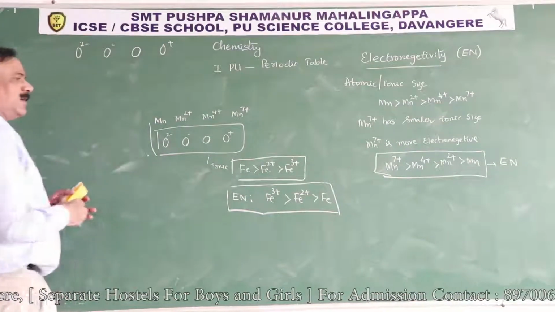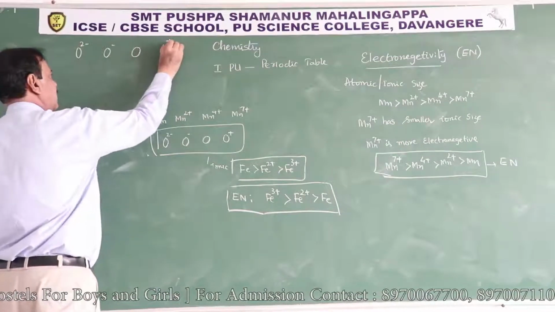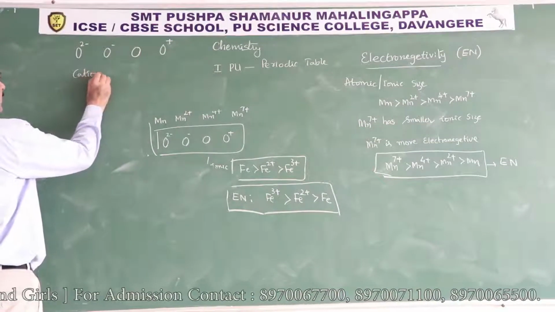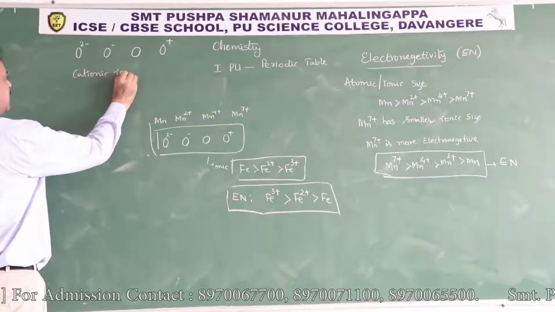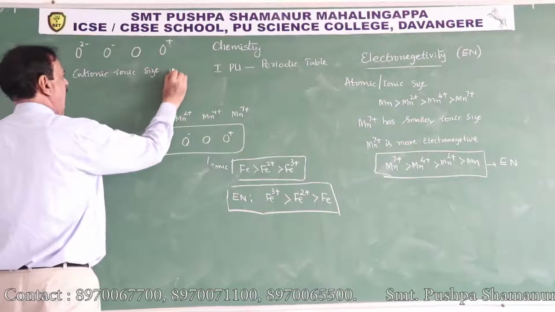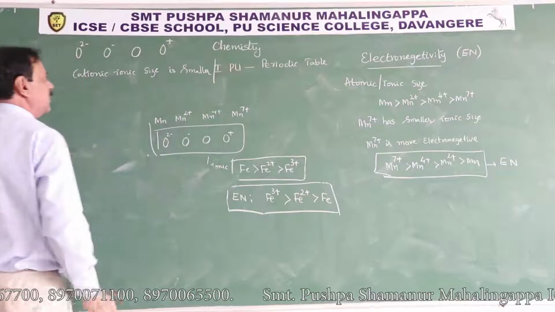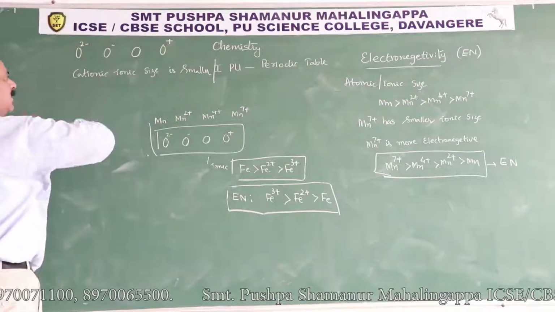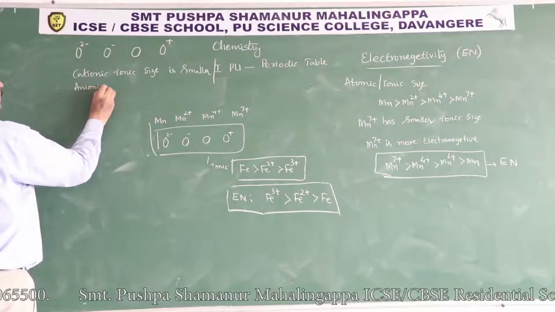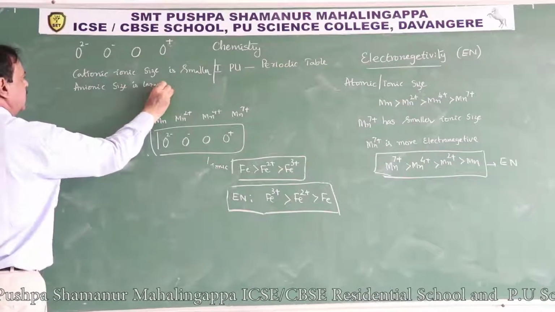Now which possesses the smaller ionic size? You know that the cationic size is always smaller compared to the anionic size. Cationic size is smaller. This implies that O plus size is smaller, and anionic size is larger.